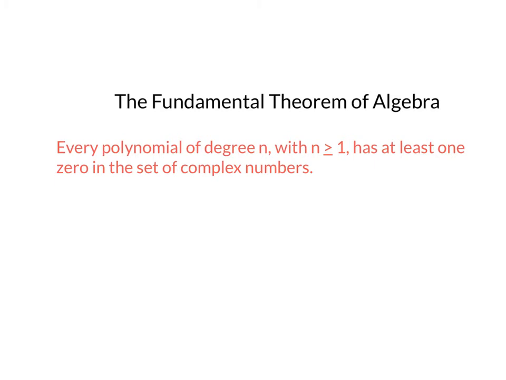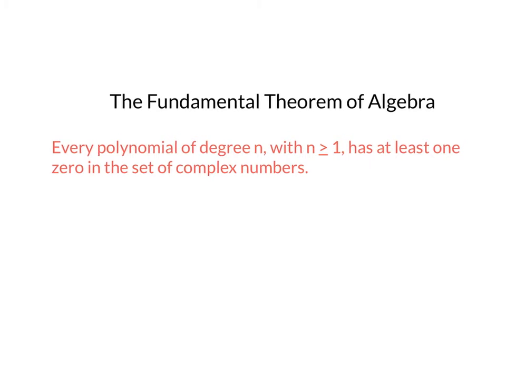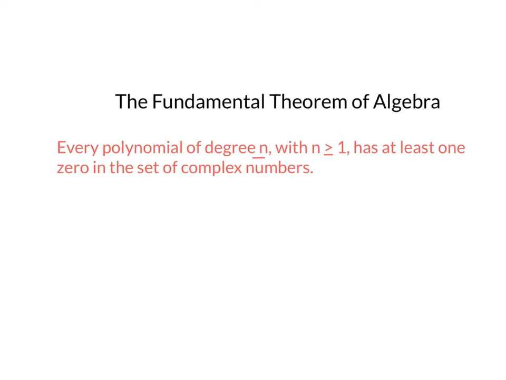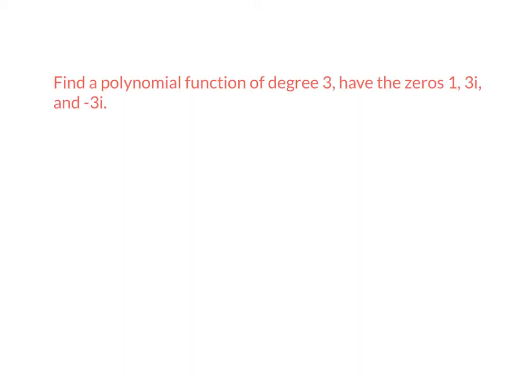The fundamental theorem of algebra says that every polynomial that has degree n, which means whatever your biggest exponent is, has at least one zero in the set of complex numbers. So every polynomial of positive degree, or degree bigger than one, has at least one zero. So what we're going to do is write some of those functions today. They're going to give us what the zeros are, and we're going to write them.